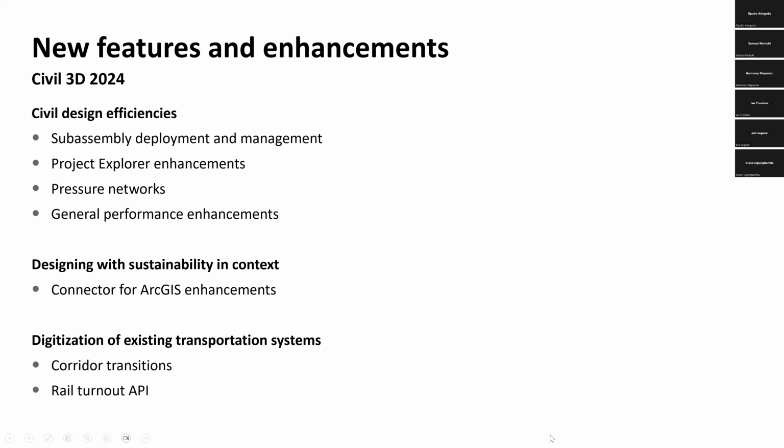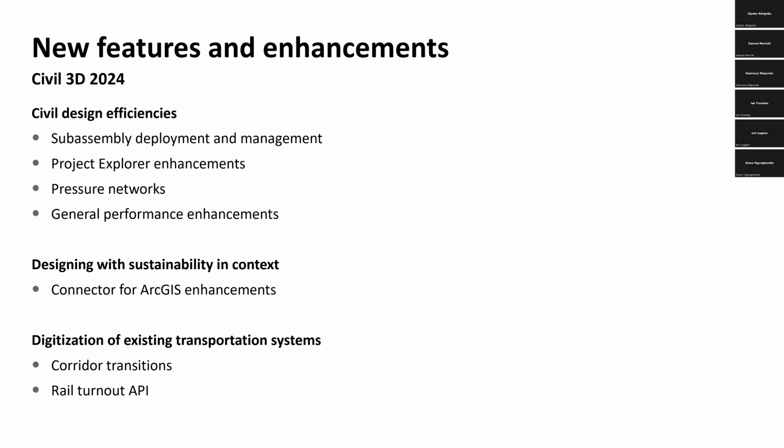Then in terms of GIS BIM integration, there was some improvement on the ArcGIS connector for Civil 3D. And lastly, the two which I'll show: in digitization, one of them is the corridor transition. I'll try to show the corridor transition by a brief demonstration. Then there's the rail turnout API, which was developed especially for those within the railway design process.